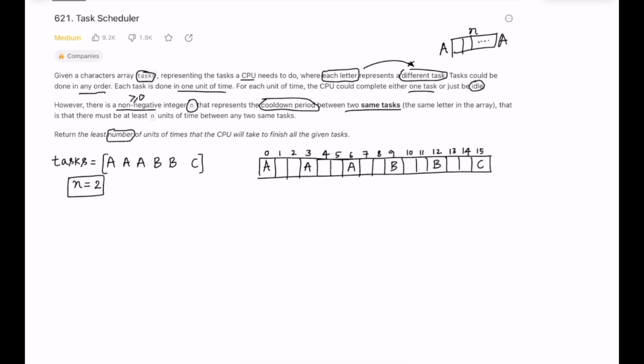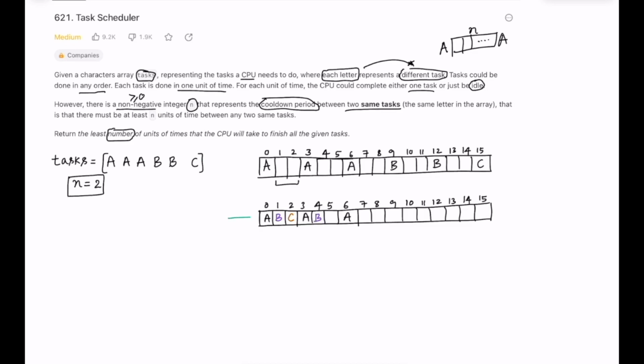In this order, for each task we added a cooldown period. This order satisfies the constraint of having a cooldown period, but it's not the best order yet. How about we generate all permutations of this order and pick the order that has the least number of units of time? For example, something like this.